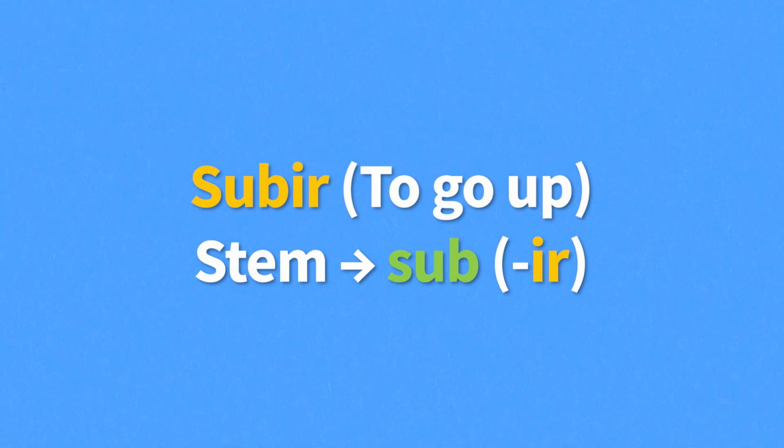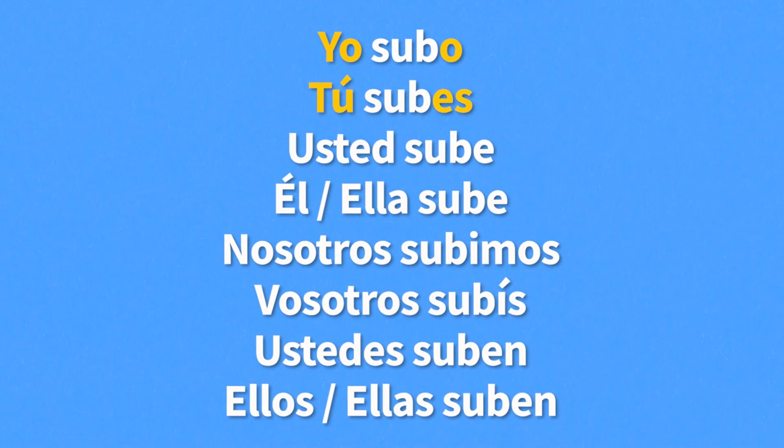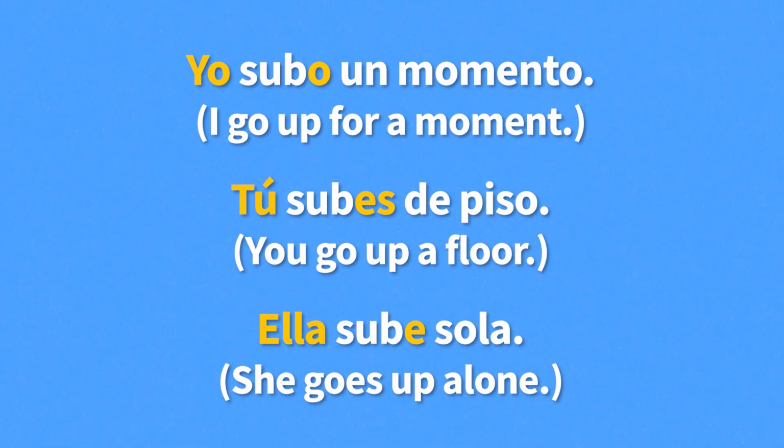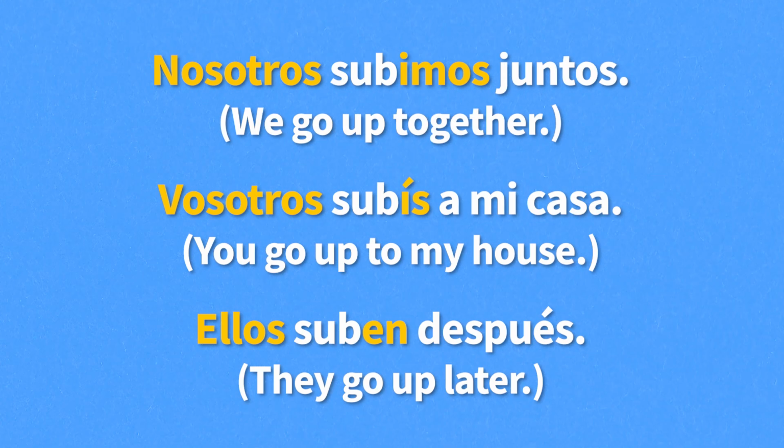So it would be yo subo. Tú subes. Usted sube, él, ella sube, nosotros subimos, vosotros subís, ustedes suben, ellos, ellas suben. Here are some example sentences of the verb subir. Yo subo un momento. Tú subes de piso. Ella sube sola. Nosotros subimos juntos. Vosotros subís a mi casa.